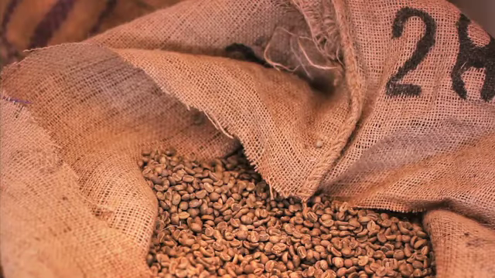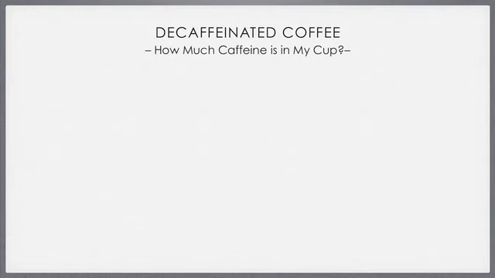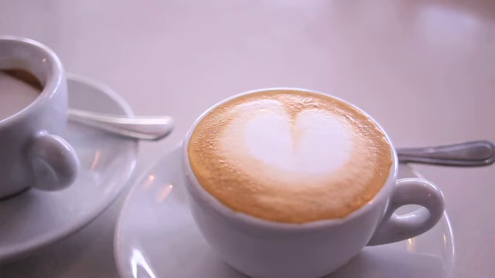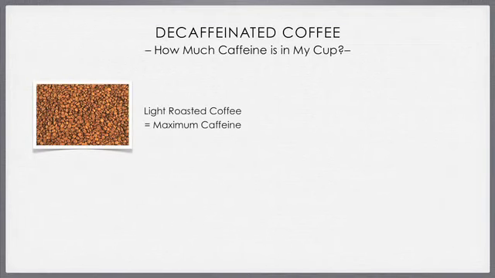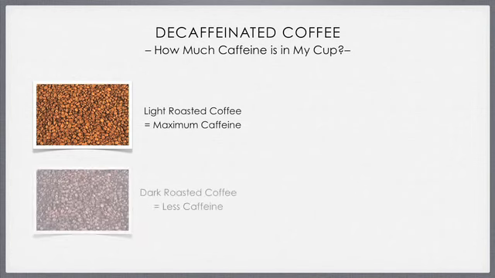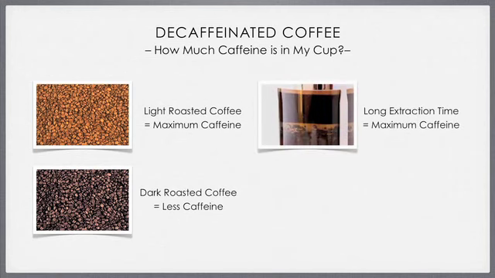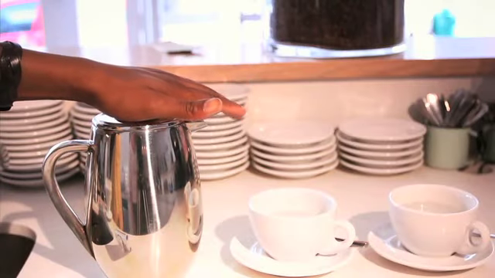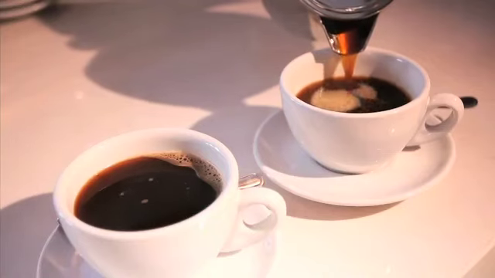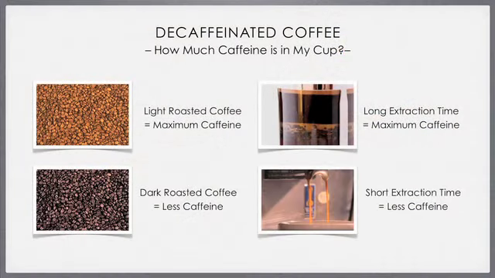This is a very quick look at the 3 processes that are used to decaffeinate coffee. They are effective in removing caffeine from the coffee bean. The other question that you often may be asked is the amount of caffeine found in a cup of coffee. A good rule of thumb to follow is that light roasted coffee has the maximum caffeine, while dark roasted coffee has less caffeine. Also, the longer the extraction time, the more caffeine will be found in the cup. So, the use of a plunger method, which has a long extraction time, has more caffeine, while the use of the espresso machine, which has a short extraction time, has less caffeine.